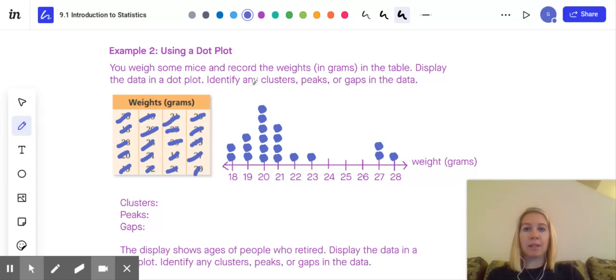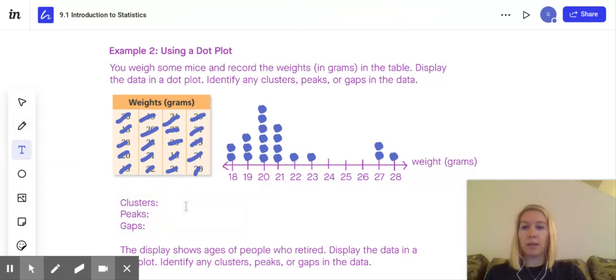Okay, now we need to identify any clusters, peaks, or gaps in the data. Okay, so clusters. So when you think of a cluster, think of where are most of the dots on our dot plot mostly clustered around, or they're mostly clustered around one number. And I believe that is number 20. So clusters, I'm just going to put 20 grams because we're measuring in weight and in grams.